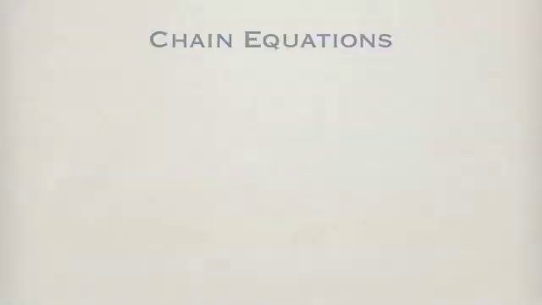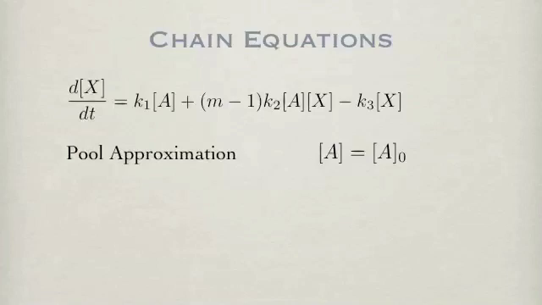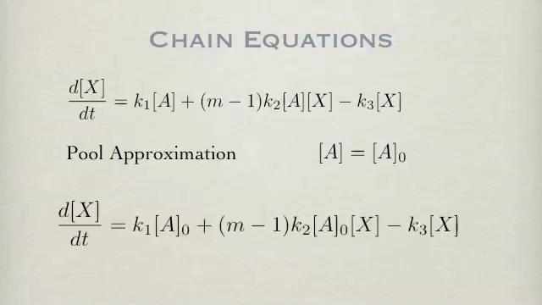Using the system in the previous slide, we can write a full expression for the production of X. If we assume that the amount of fuel A is always in abundance, then we can assume the concentration is always close to the initial concentration. This is called the pool approximation, and is at least true at the beginning of the explosion. The final expression becomes an expression whose only dependent variable is X.